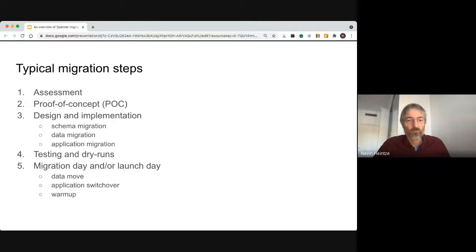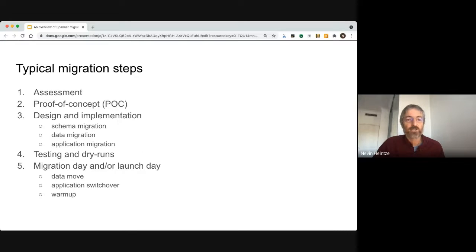The next step, step 4, is testing and dry runs. Successful migrations involve significant testing, either using test traffic or parts of your production load. And it's common for steps 3 and 4 to be intermixed. So you might have an initial design and implementation, try it out, find issues, and then go back and do some redesign and change some implementation. Maybe you find a performance issue and you need to go back and tweak the schema and, for example, add an index. So this is really an iterative process between steps 3 and 4.